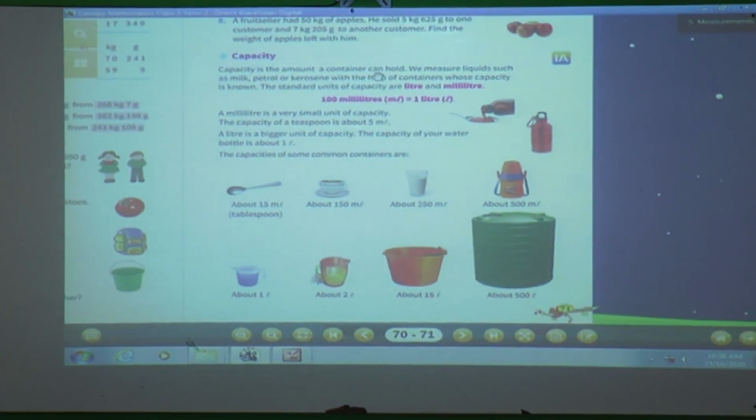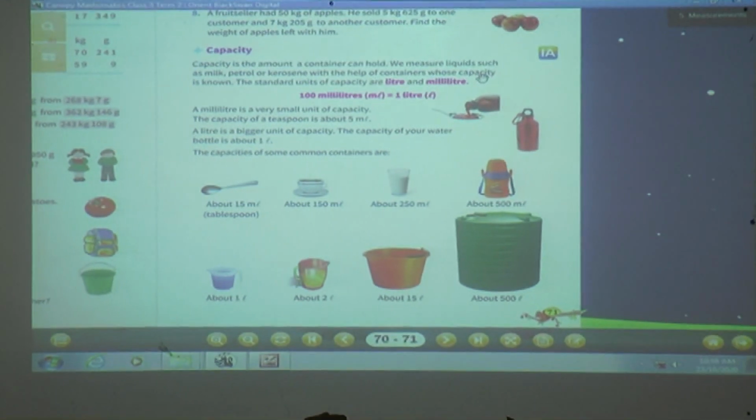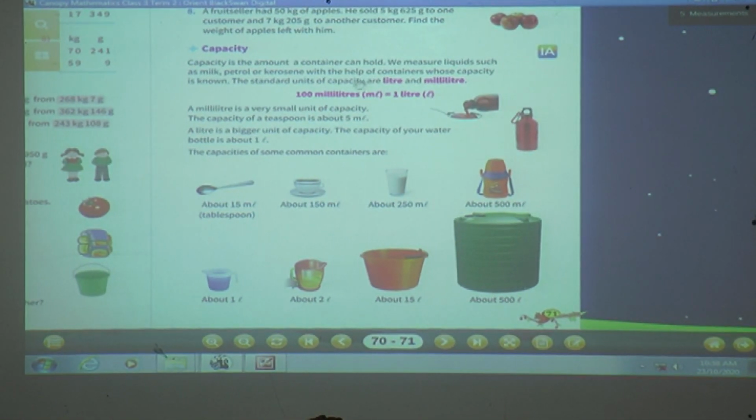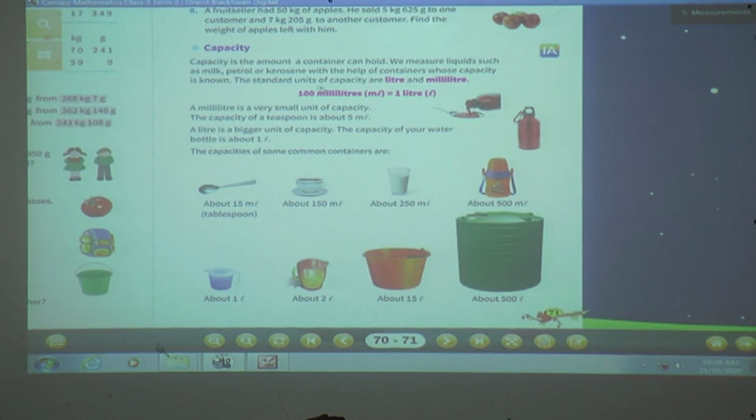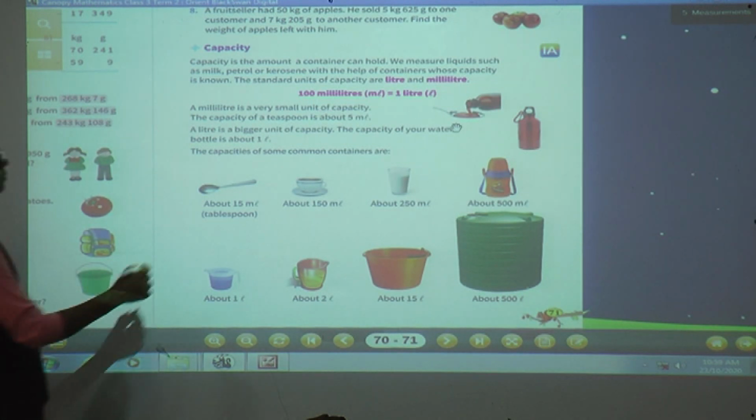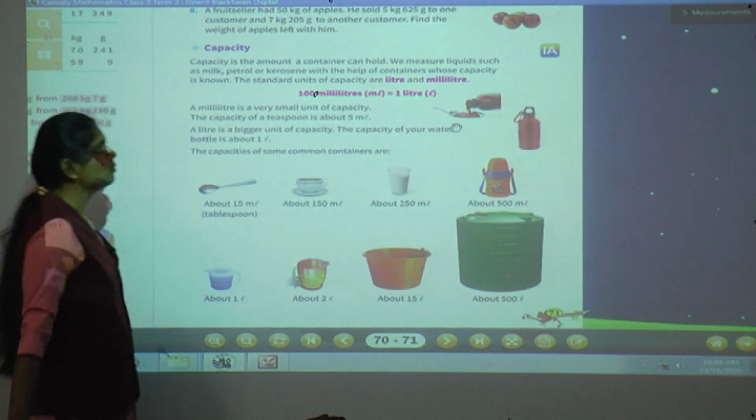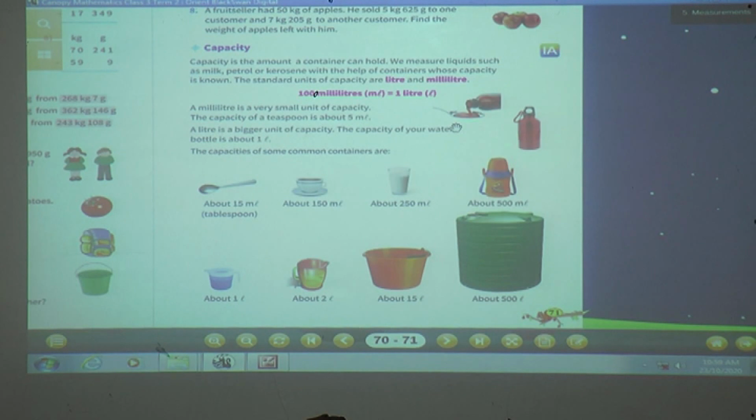Capacity is the amount a container can hold. We measure liquids such as milk, petrol or kerosene with the help of containers whose capacity is known. The standard units of capacity are liters and milliliters. If we want to measure the capacity of any liquid, we use the unit liter or milliliter. Here, 1000 milliliters is equal to 1 liter.